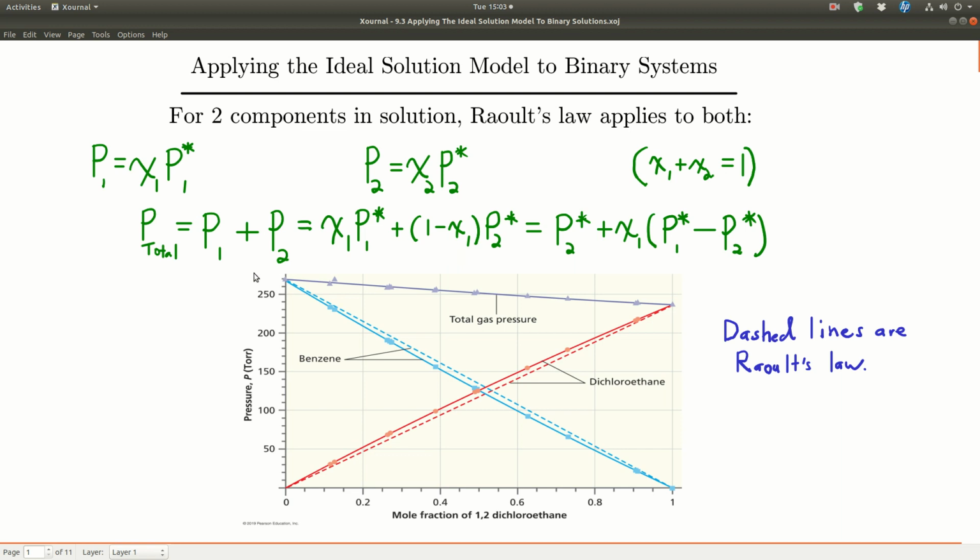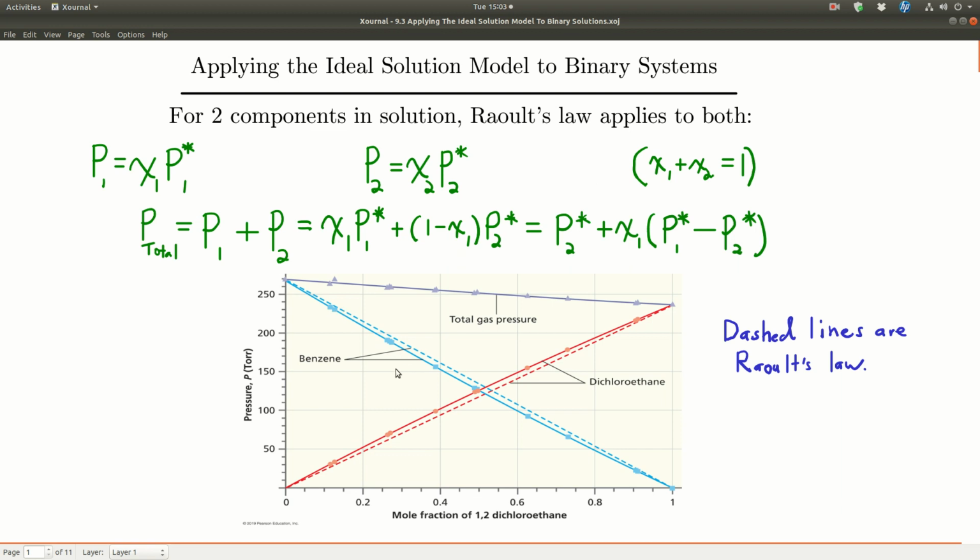Total pressure is just the sum of the partial pressures. That's Dalton's law of partial pressures. Substituting in here for each of the partial pressures, this for this, and same thing for component 2, and also using the fact that mole fraction 2 is equal to 1 minus the mole fraction of 1, we get this equation. If we rearrange this a little bit, check the algebra yourself, we get that the total pressure is equal to the vapor pressure of the pure second component, plus the mole fraction of the first in solution times the difference in the vapor pressures of the pure components, 1 minus 2. Remember that, we're going to use that in a little bit.